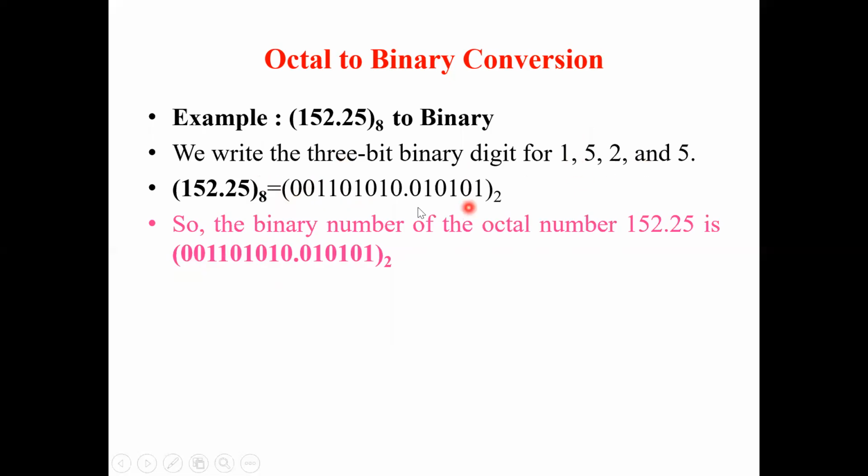And then for 2 and 5. So this is your octal to binary. This is simple. Same process for hexa and octal. In hexa, we make groups of 4. Here we are making groups of 3. The same one we will write 0, 0, 0, 1 for hexa, and here in octal we will write 0, 0, 1.